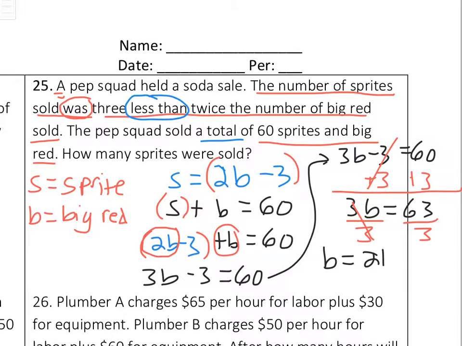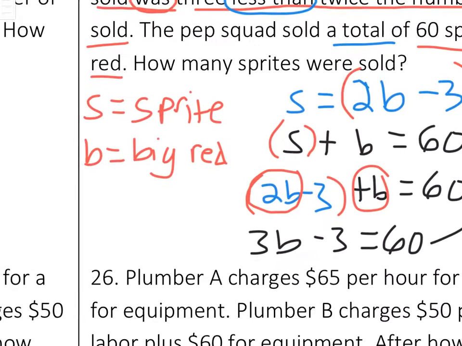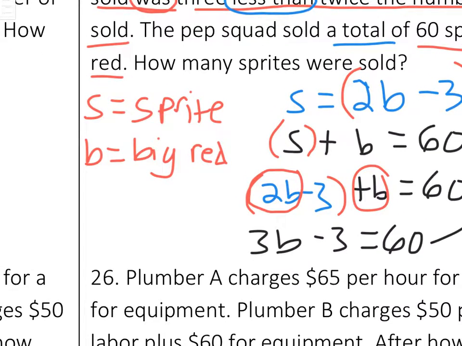Now that represents the number of Big Reds sold, but we don't want the number of Big Reds, do we? We want the number of Sprites. So what we're going to do is take that 21 and substitute it in for one of the equations to solve for S. In my opinion, the first equation will be the easiest to use because S is already by itself. I'm running out of room here, so I'm going to have to zoom in a little bit and rewrite this equation. We've got S is equal to 2B minus 3.